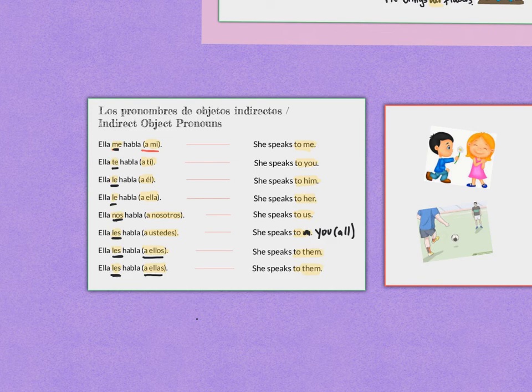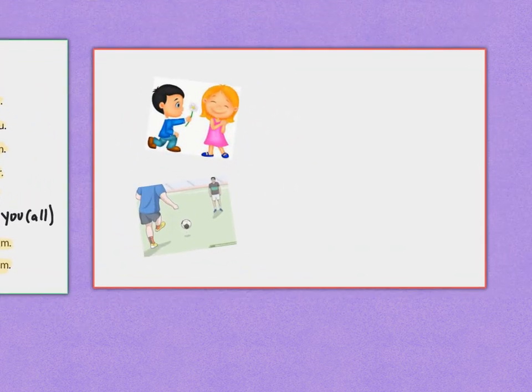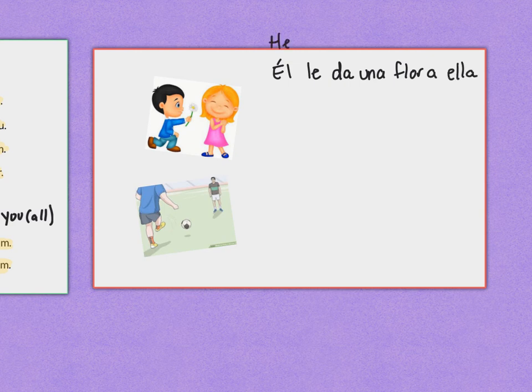Okay, so let's see an example, because I feel that that's always the best way to see these things in action. So over here we see this cute little guy, and he's giving the girl a flower. So we say, él le da una flor a ella, which translates to he gives, let me just go back on that for a sec. He gives her a flower, but I want to try to match it as close as possible. He gives a flower to her.